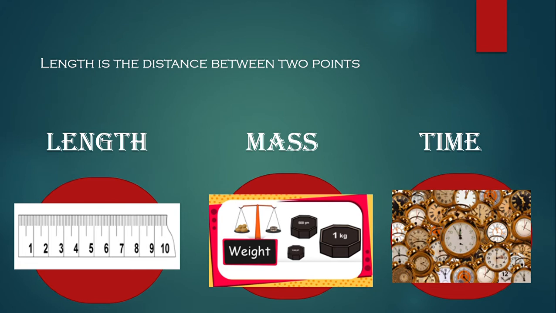Length is the distance between 2 points. Whenever you measure any distance, you use a scale and measure the distance between any 2 points. Using a ruler, you can measure the length of a book, for example, or anything. So what you are basically doing is taking 2 points and measuring the distance between them. That is length.